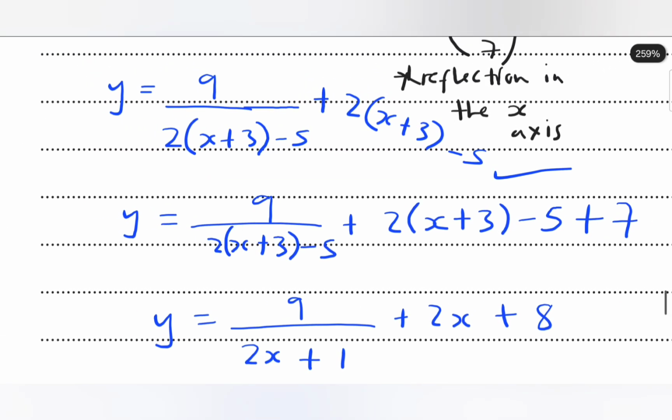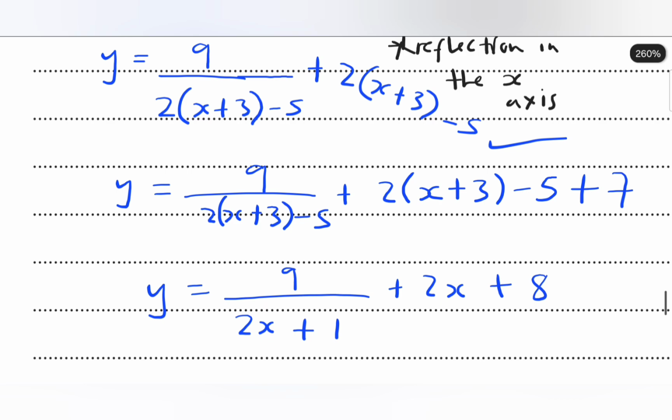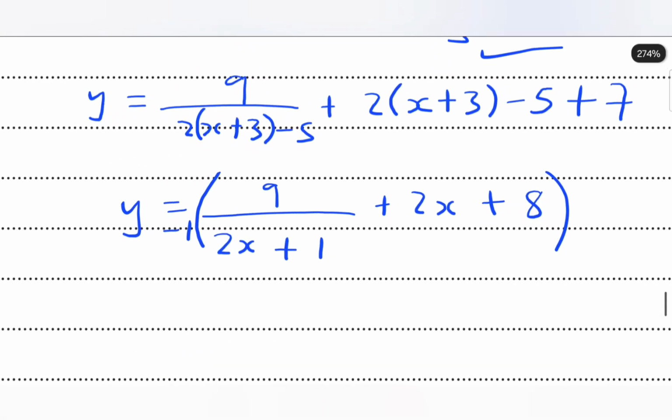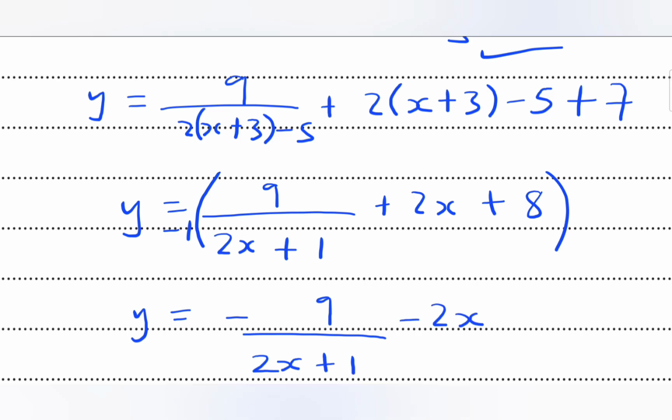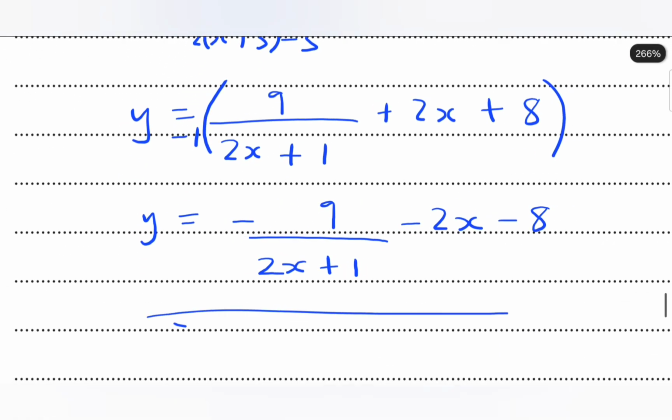And for the reflection in the x-axis, it's multiplying the whole thing by minus 1. That's how we reflect a graph in the x-axis. Multiply the whole thing by minus 1. So this will be y equals minus 9 over 2x plus 1, minus 2x, minus 8. And that will be the answer for this question.